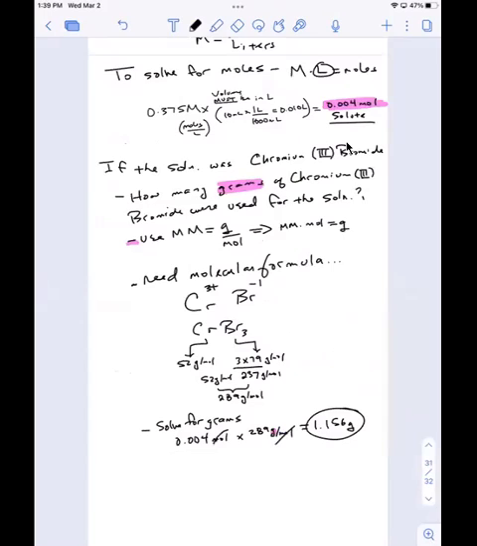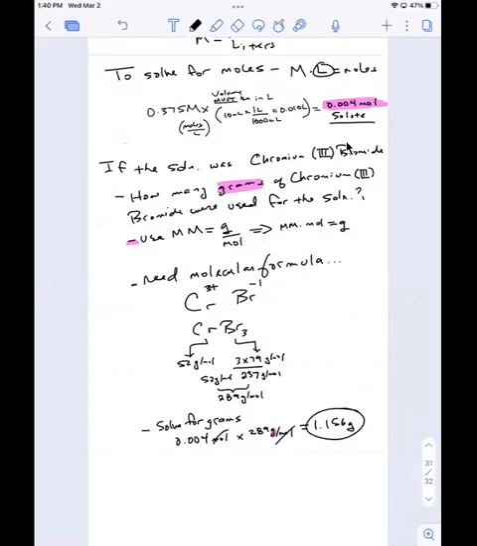All right. So the way this works, and I said this to the class this morning, I'm going to say it to y'all. Let's say that you're a TA in a lab and you're asked to make a solution of chromium 3 bromide, and you have the little bottle of chromium 3 bromide, and you're asked to make a 250 milliliter solution.